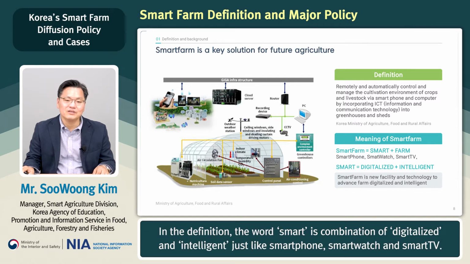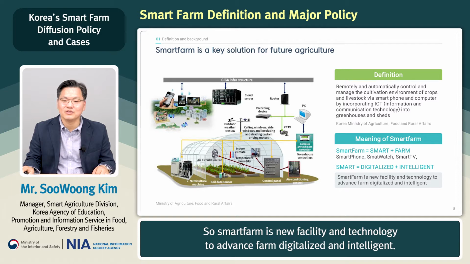In the definition, the word smart is a combination of digitalized and intelligent, just like smartphone, smartwatch, and smart TV. So the smart farm is a new facility and technology to advance the farm to be digitalized and intelligent.